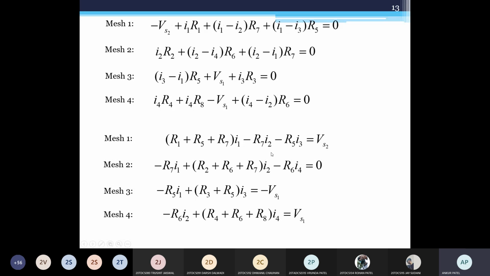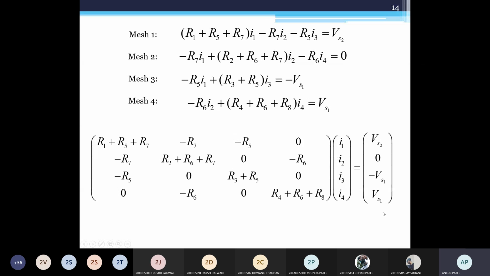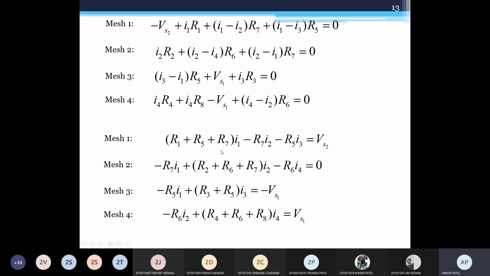Just we are moving to the examples, we'll get the idea. So you will get this type of matrix by separating the terms I1, I2 and I3. We are taking the common I1, I2 and I3 terms. So you'll get these coefficients, these unknowns, and this voltage value on the RHS side. We are arranging the coefficients of I1, I2, I3. This is your first row, for R1, R5, R7.